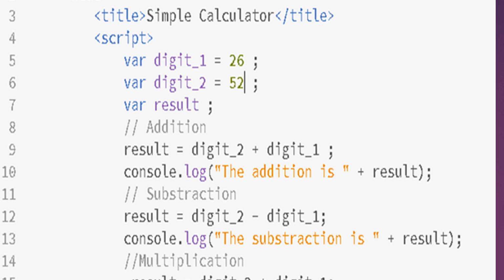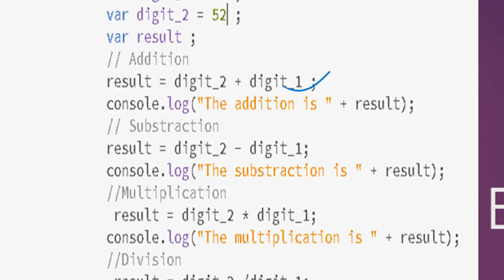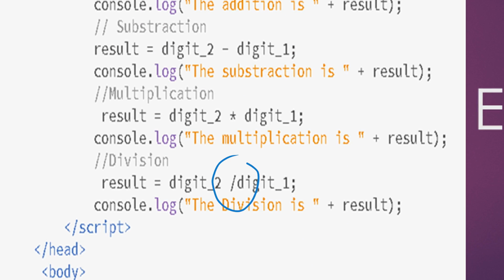Now why have I taken these empty variables? Here I have allotted the value. I can simply do the operations using a plus, using a minus, using a multiplication sign, which is an asterisk, and using a divide sign. I can simply perform all the operations.